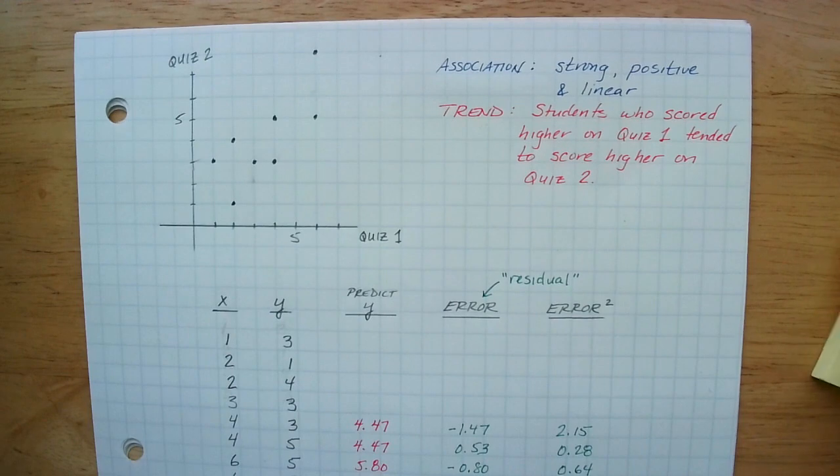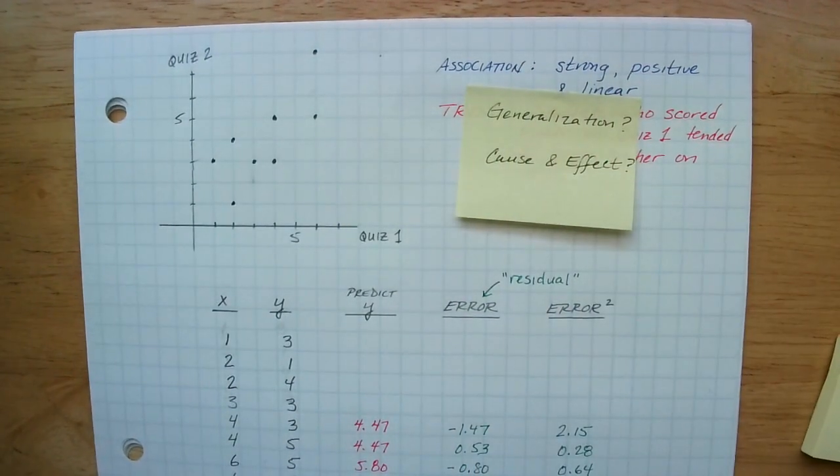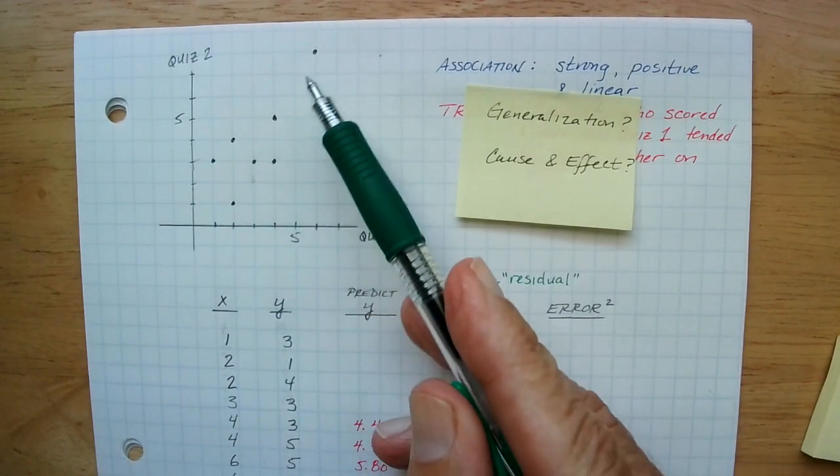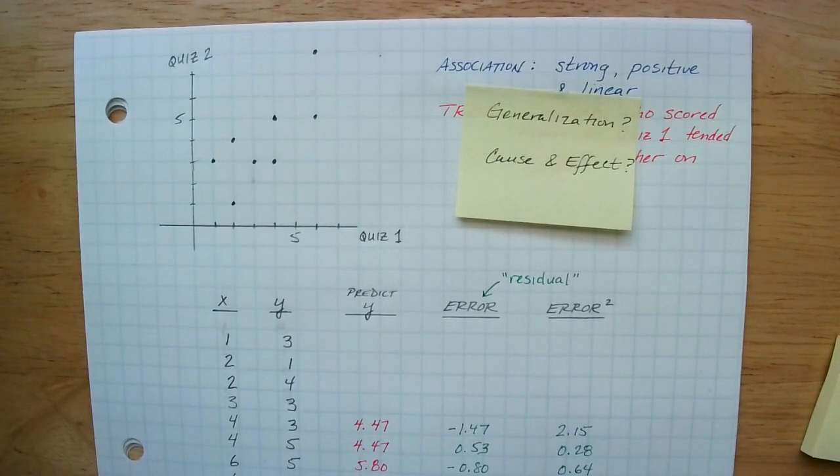Oh, I'm sorry, I almost forgot. There are 2 other things that we talked about last week. Is there a generalization? Well, yeah, maybe if I had randomly sampled these 8 students from a class of, say, 30 students, I might be able to generalize this trend to all 30 students. Again, assuming that I had randomly picked the 8 kids from the class.